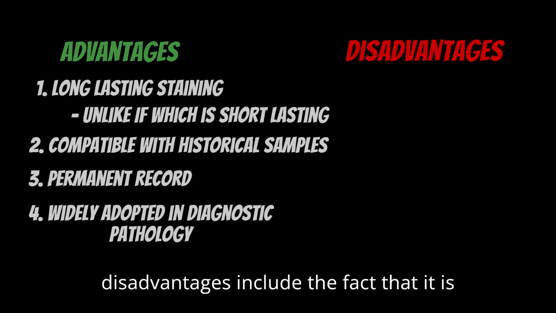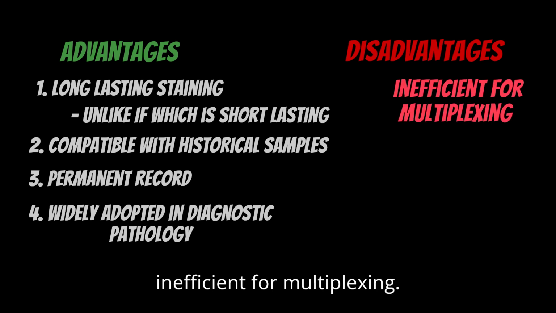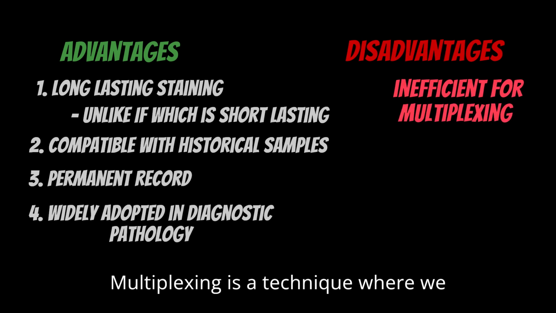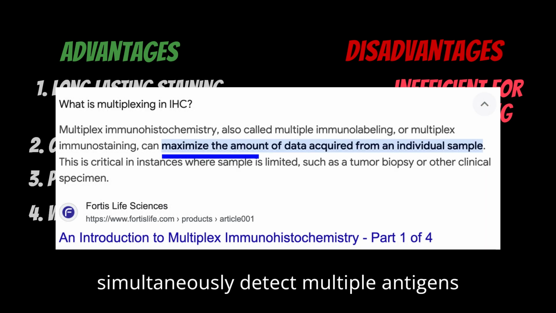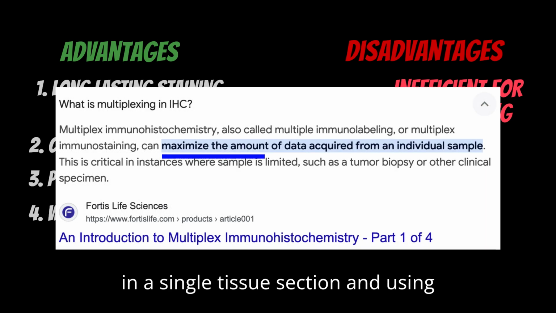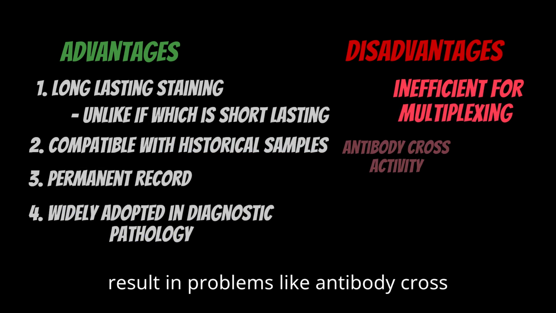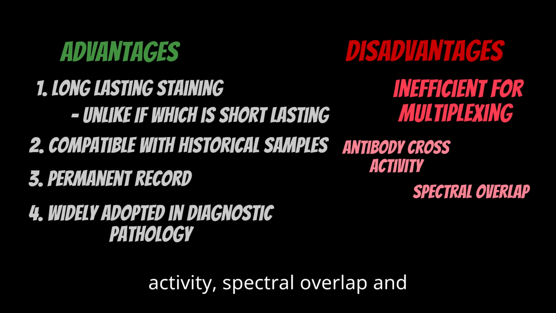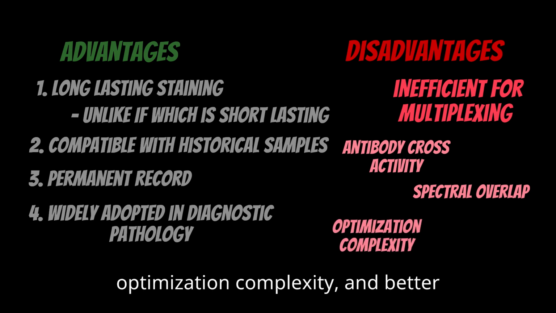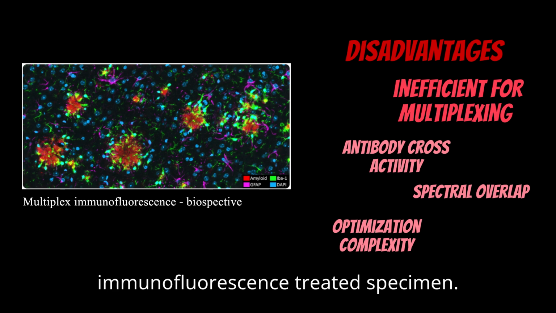However, its disadvantages include the fact that it is inefficient for multiplexing. Multiplexing is a technique where we simultaneously detect multiple antigens in a single tissue section, and using multiplexing in immunohistochemistry may result in problems like antibody cross-reactivity, spectral overlap, and optimization complexity, and better results are usually obtained when applying the technique in an immunofluorescence-treated specimen.